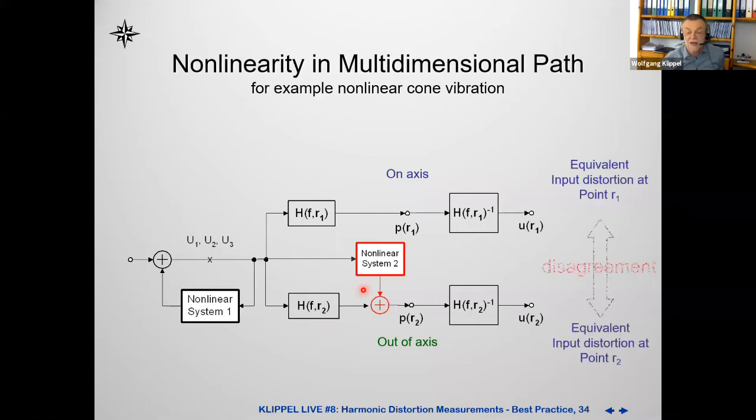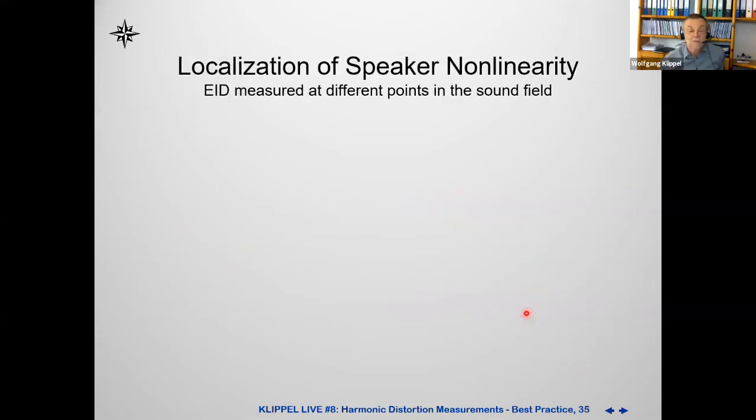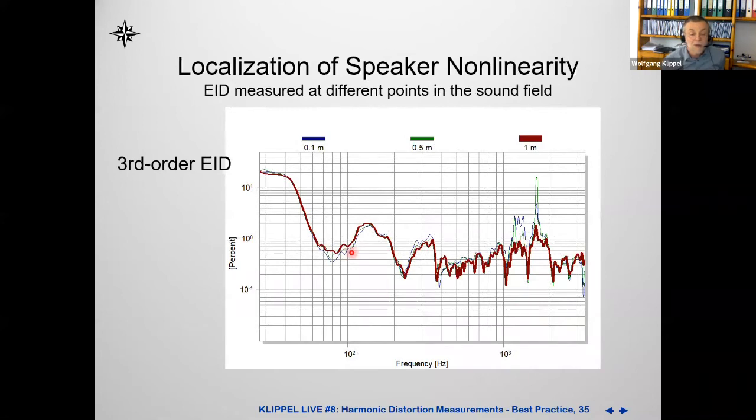And then we usually see a disagreement at higher frequencies. And then you know, here's the second nonlinearity in the multi-dimensional signal path. That's a one-dimensional signal path, and that depends on the positions R1 and R2. Okay, here an example. Here you see I measured in the near field at 10 centimeters, 50 centimeters, 1 meter.